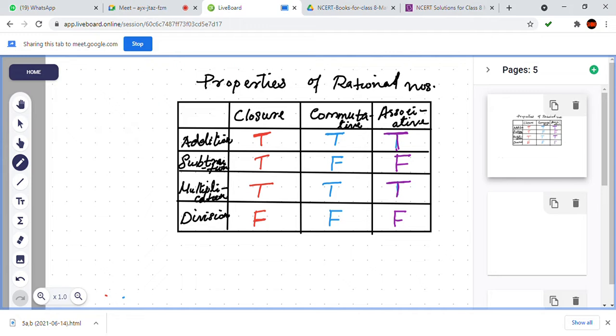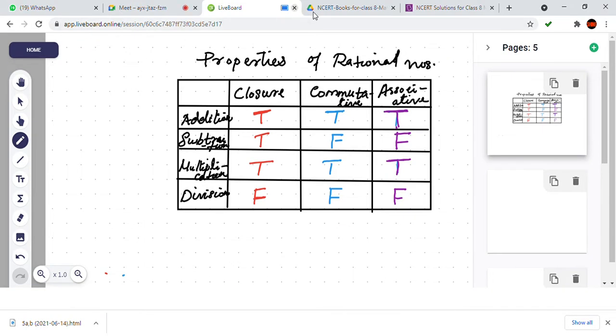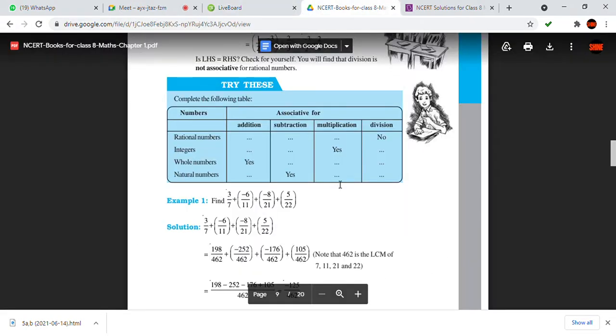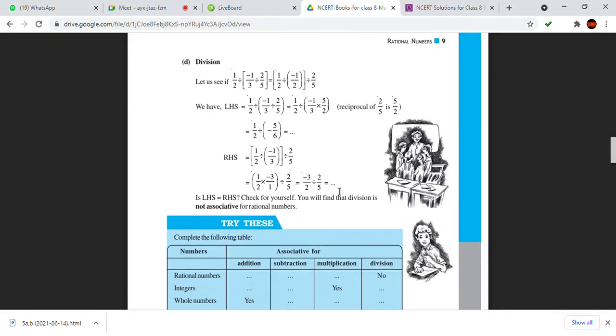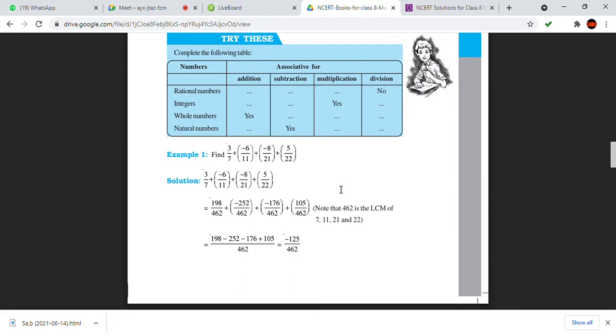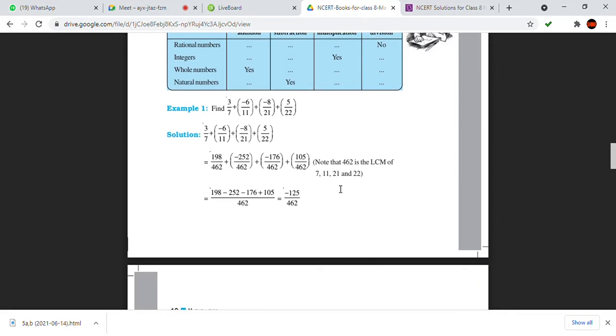Yes, miss. Okay, so listen. Now after these properties we can do some problems. So in your textbook, all of you please take your textbook. Then take page number 9. Page number 9, the first example question, example 1.